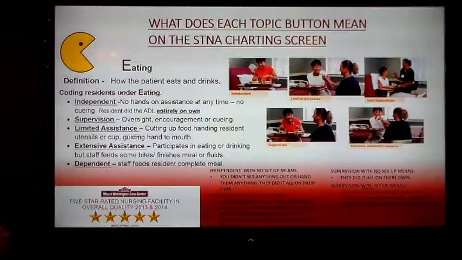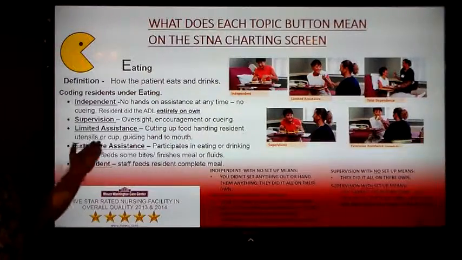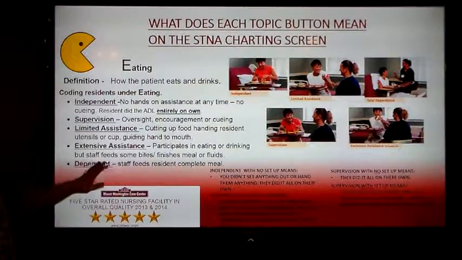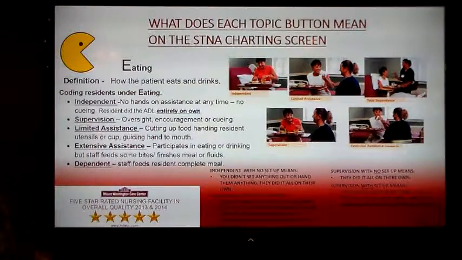Limited assistance. You're cutting up the food, handing the resident the utensils or cup, and/or guiding their hands to their mouth. Extensive assistance. The resident participates in eating or drinking, but the staff feeds some bites and assists the resident in finishing the meal and fluids. Dependent. The staff feeds the resident the complete meal.